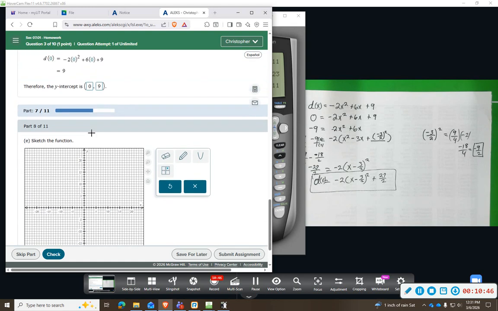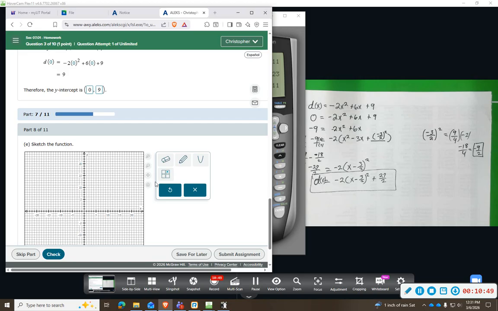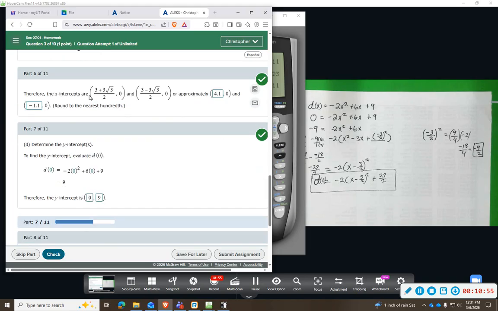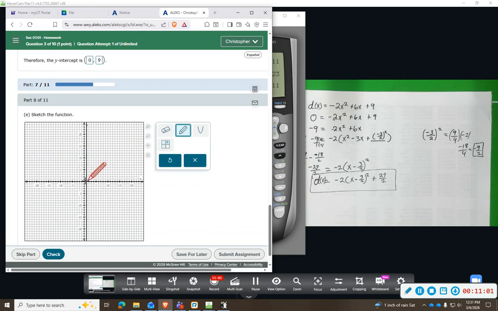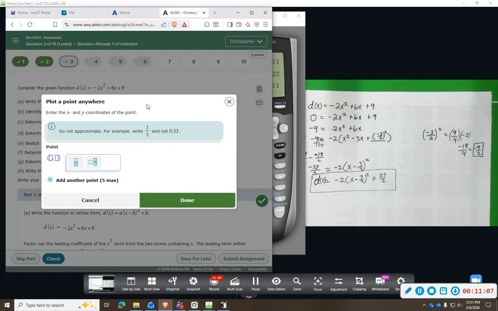Now we want to graph it. Since we have some values, I'm going to plot the vertex. Now I need to see, because we have some fractional values, it might be kind of hard to actually plot those. Okay, so we're going to use this to plot a point. Our vertex is going to be 3 divided by 2 and 27 divided by 2. So let that plot a point for us.